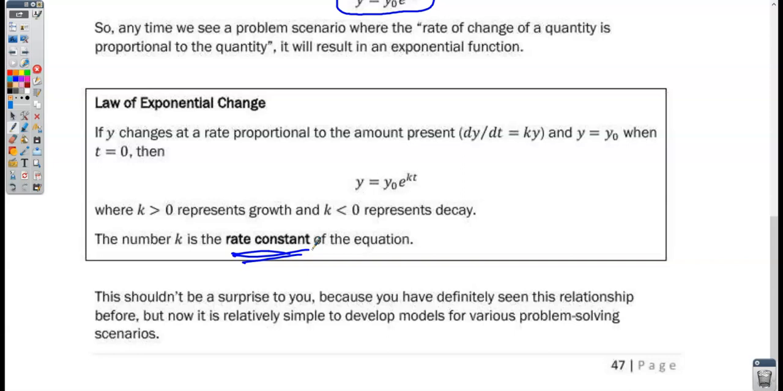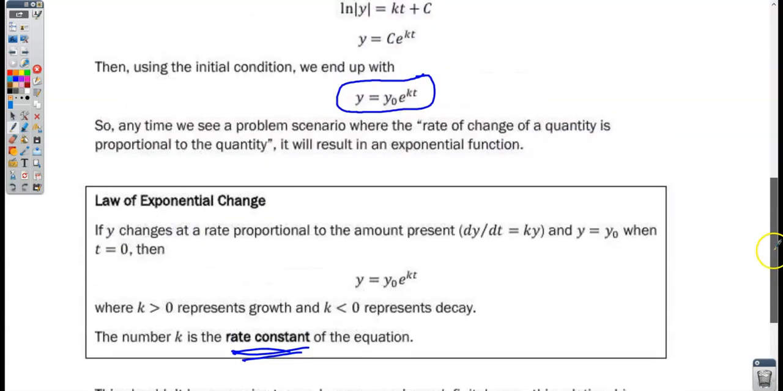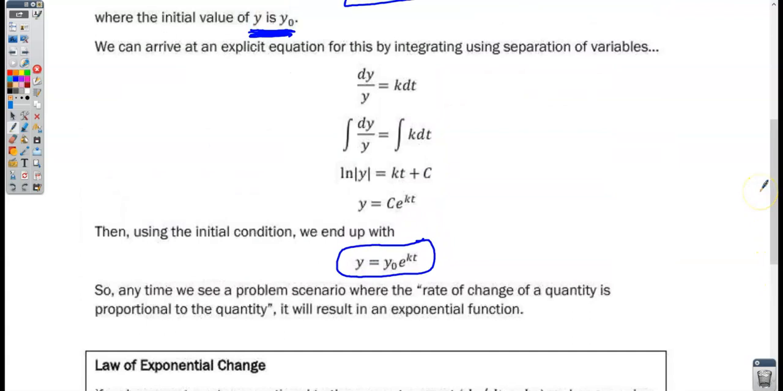Now, one thing that you can pull from this is that if you have a scenario that's modeled with a differential equation like this, with this initial condition, we in essence can always just substitute these values. Instead of going through the separation of variables every time, we could just go straight to this equation. And you'll see what I mean when we look at our first example.